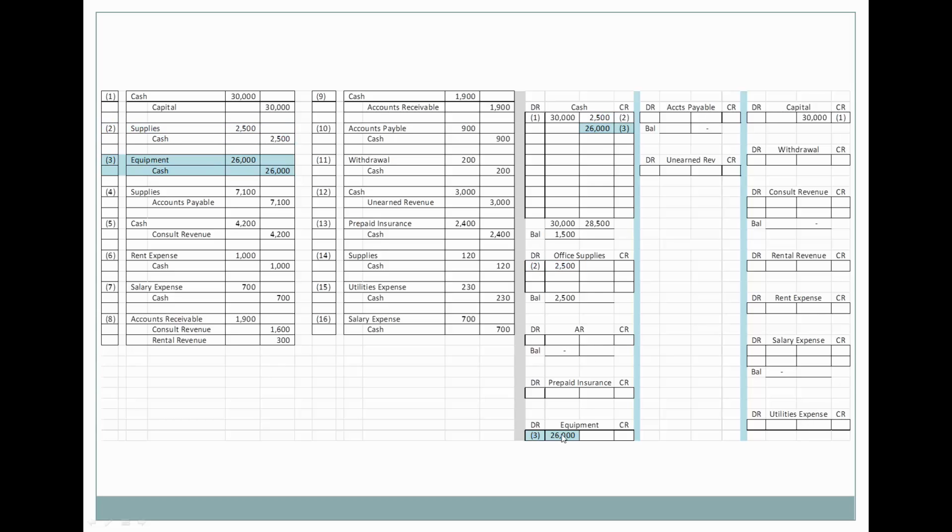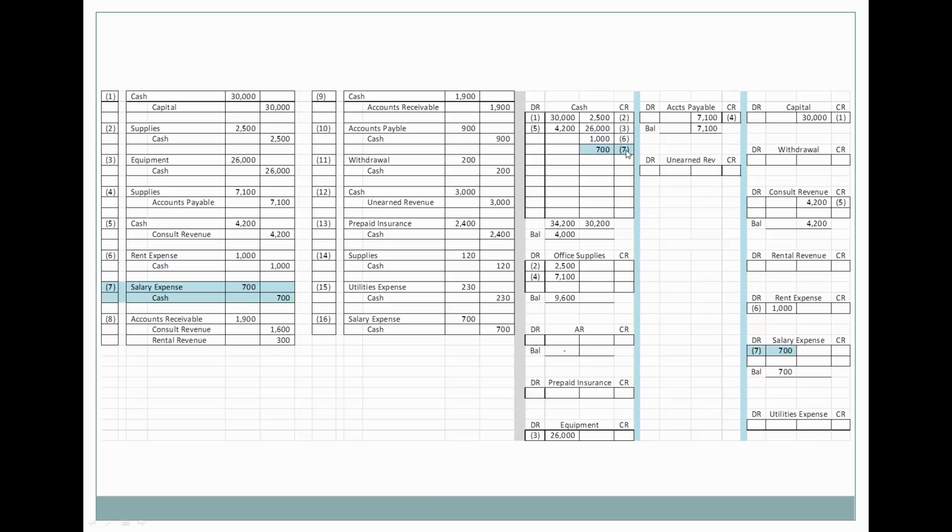Equipment is increasing with a debit, cash is decreasing with a credit. Supplies are increasing with a debit, and accounts payable is increasing with the credit. Cash is increasing with a debit, and our consulting revenue is increasing with the credit. For rent expense, our cash is decreasing with the credit, and our rent expense is increasing with the debit.